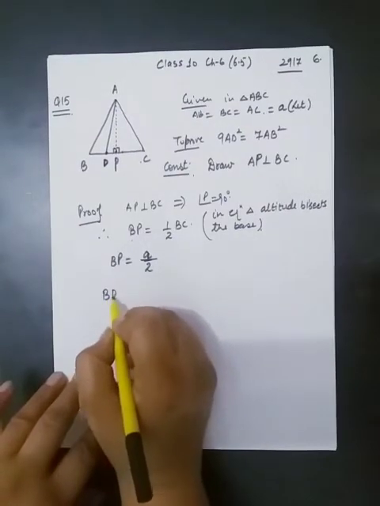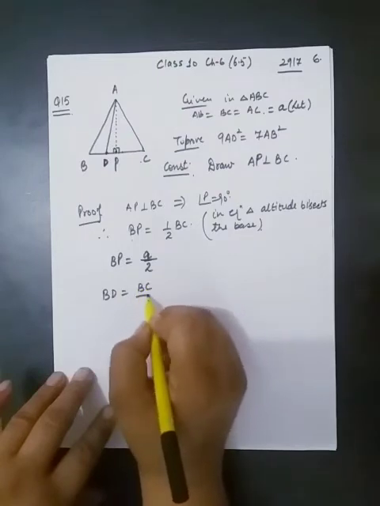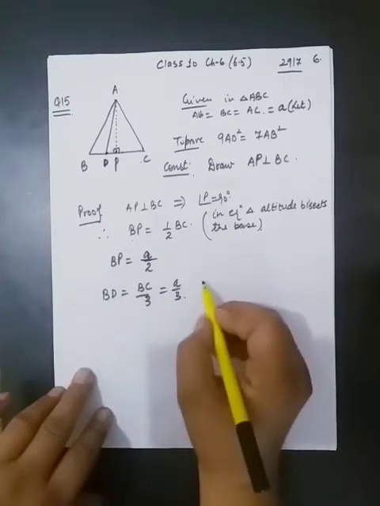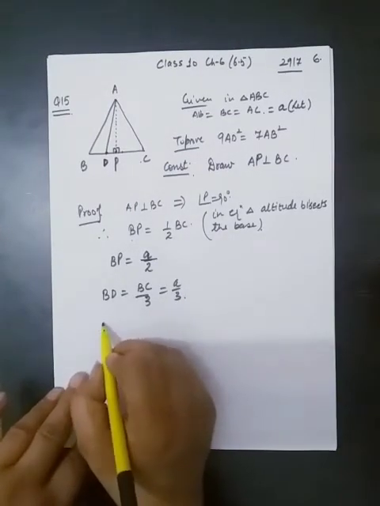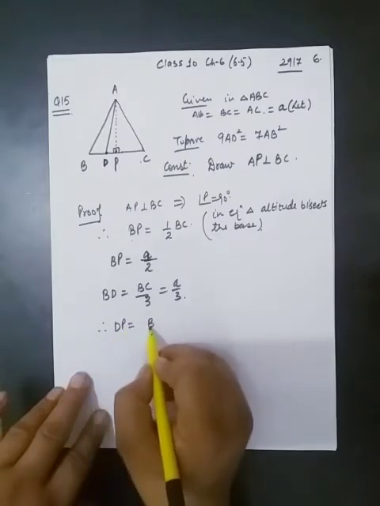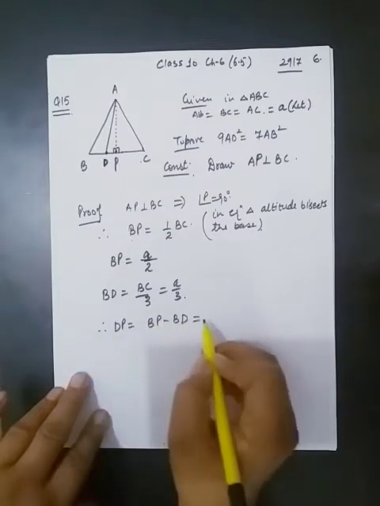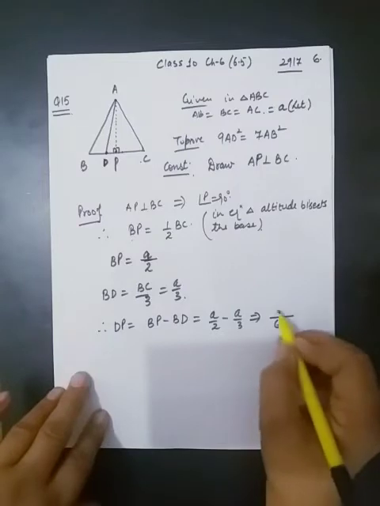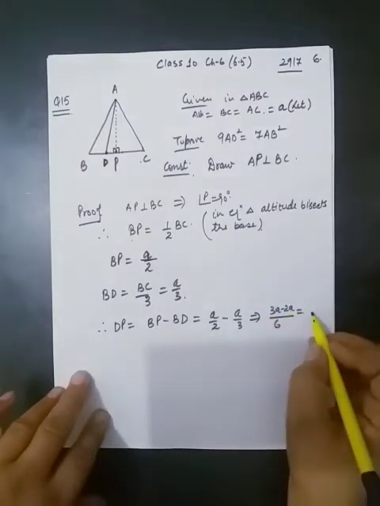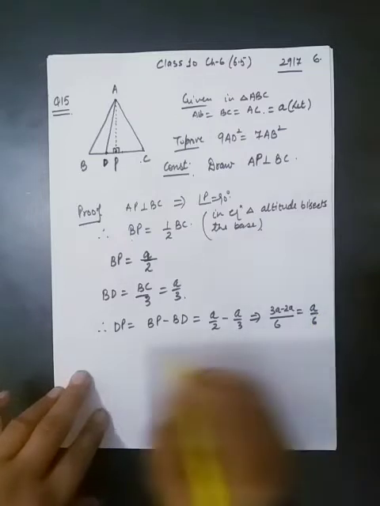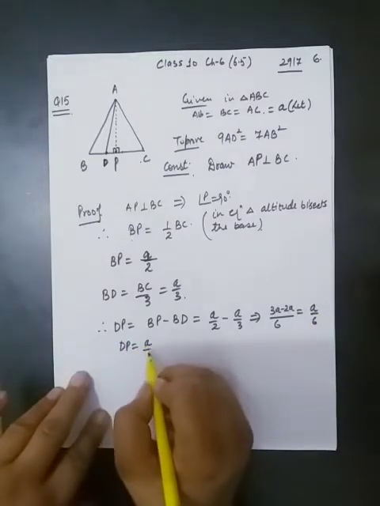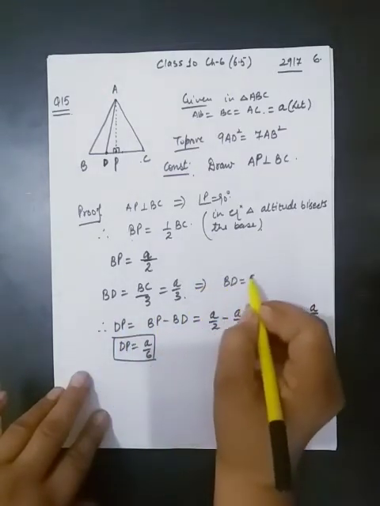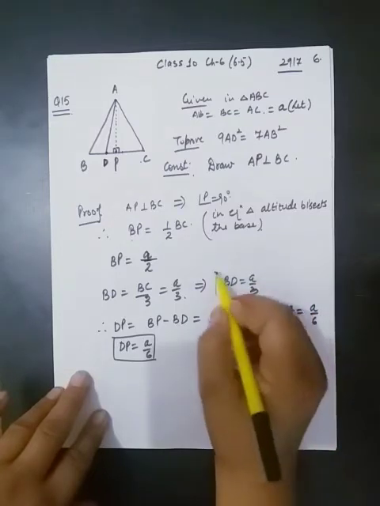also BD is BC/3, and we can write it as A/3. So we can find the value of DP here. Therefore DP is equal to BP minus BD, and we get BP is A/2 and BD is A/3. On taking the LCM we get that DP is A/6. We have to save these three lengths because these will be used in the next part of the question.